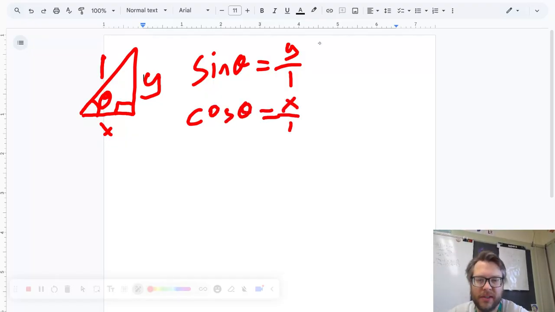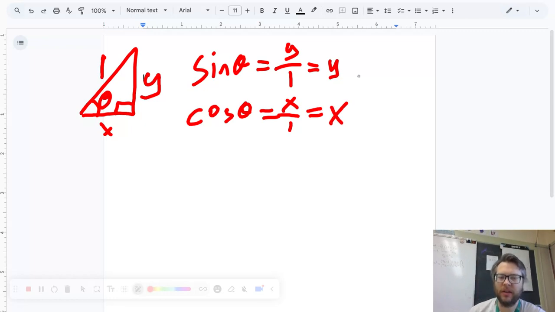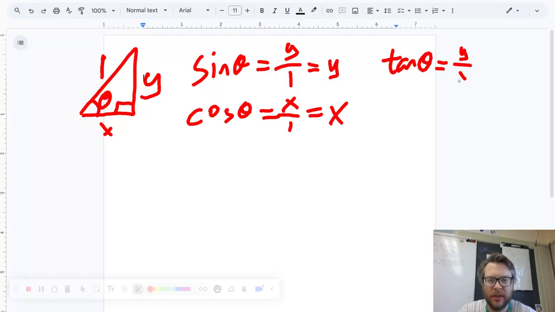So what that simplifies down to is that the sine is equal to the y value on your unit circle, and the cosine is equal to the x value on your unit circle. And if you remember from SOHCAHTOA, the tangent is just opposite over adjacent, which means that tangent is equal to sine divided by cosine.